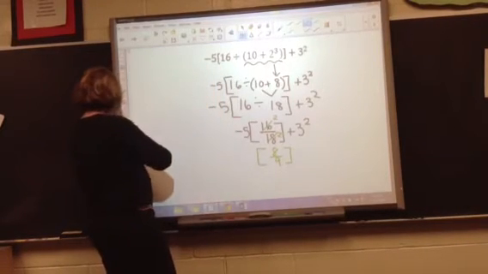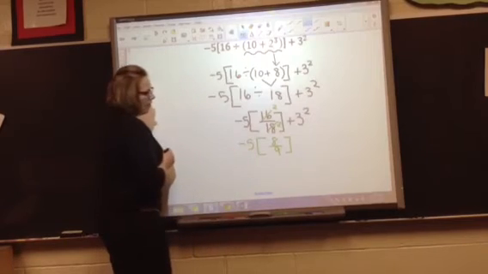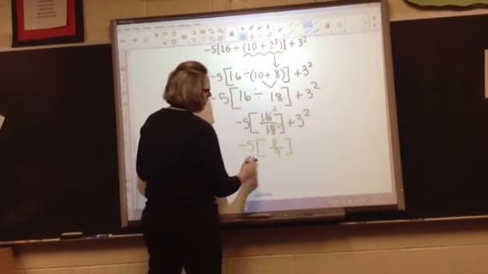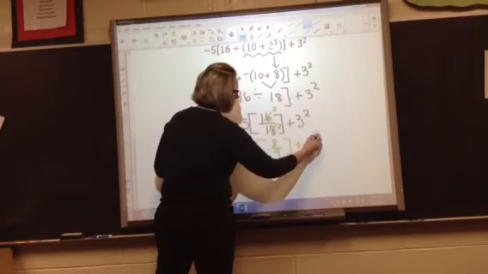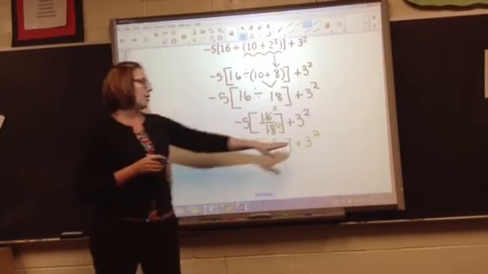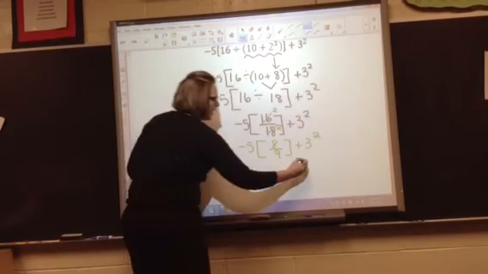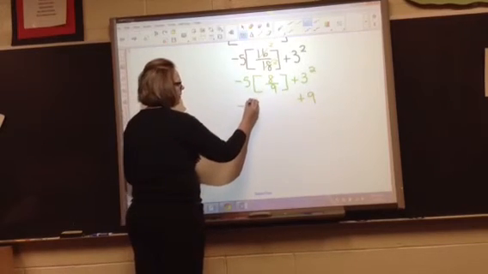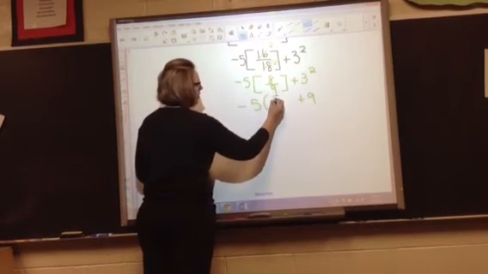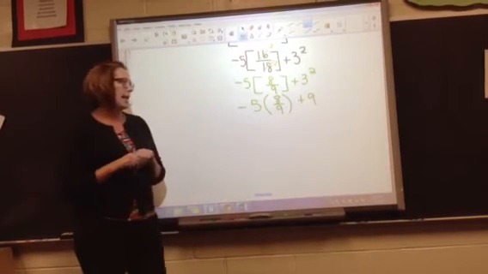So now I've done my division problem and I have a fraction, and then on the outside I have a negative 5, so negative 5 times 8 over 9 plus 3 squared. So now I need to take care of the 3 squared, this exponent. 3 squared is 9. So I have negative 5 times the parenthesis, 8/9 plus 9.